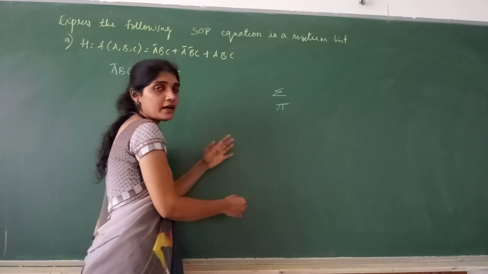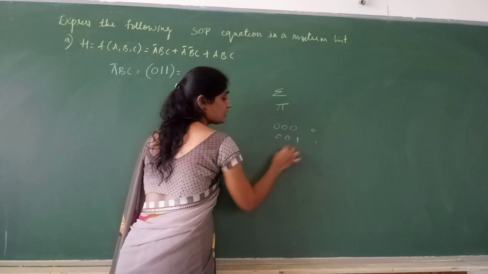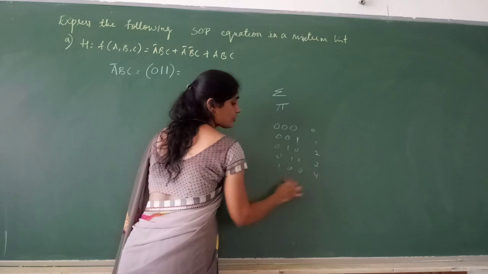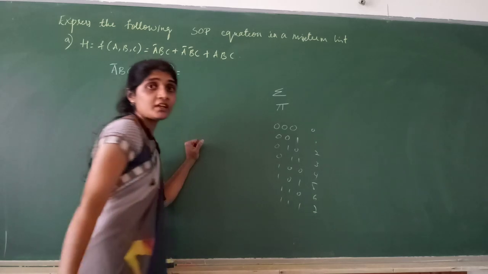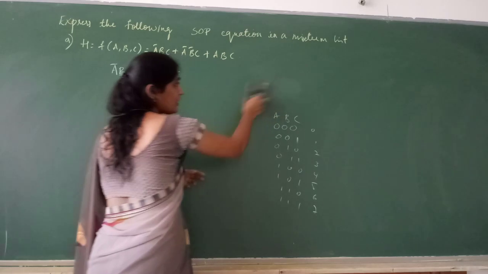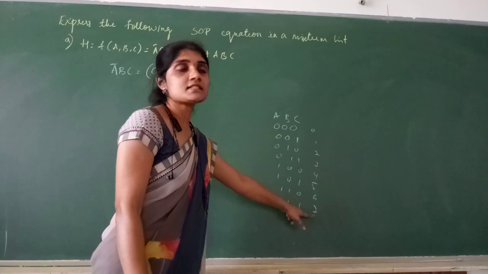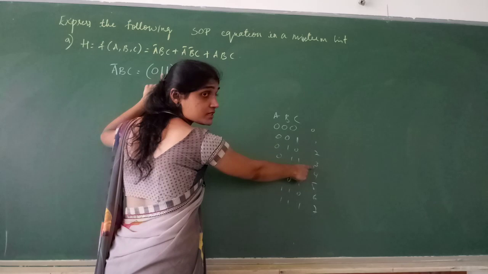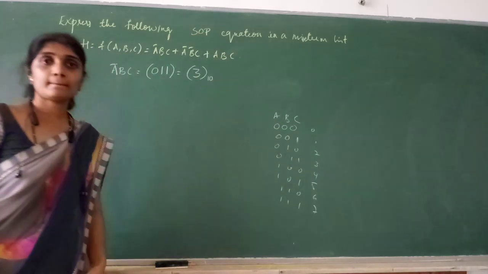You know the binary equivalent value for the decimal numbers. 0, 0, 0 is 0. 0, 0, 1 is 1. 0, 1, 0 is 2. 0, 1, 1 is 3. 1, 0, 0 is 4. 1, 0, 1 is 5. 1, 1, 0 is 6. 1, 1, 1 is 7. If we have three input variables, this is A, this is B, and this is C. So 0, 0, 0 corresponds to 0, like this, till 1, 1, 1, that is 7. Now 0, 1, 1 I have. 0, 1, 1 corresponds to the decimal number 3. So this will be equal to 3.